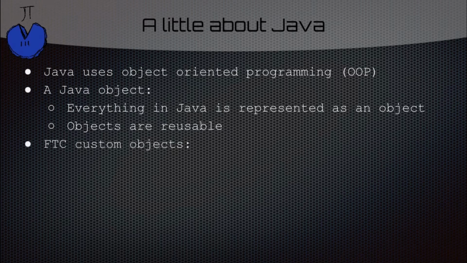Some examples of FTC custom objects are servos, motors, and any sensors you might have. Again, back to the reusable part. Let's say you have 8 motors on your robot. You wouldn't want to have to rewrite code for every motor on your robot. So you can just call the DC motor code and create all 8 of your motors from that one DC motor code.